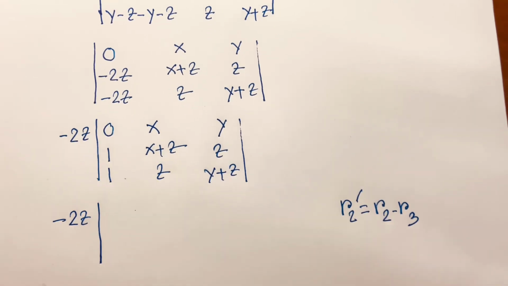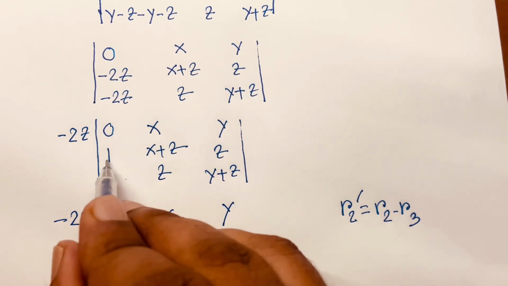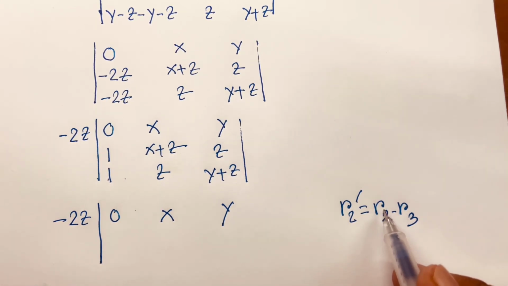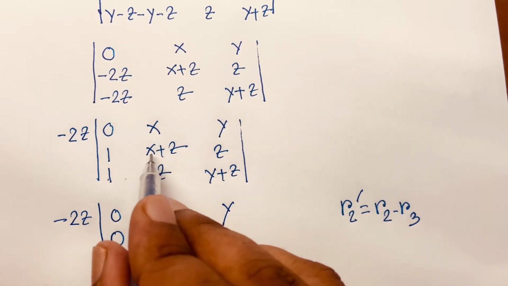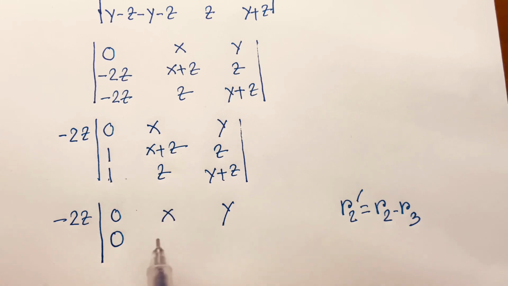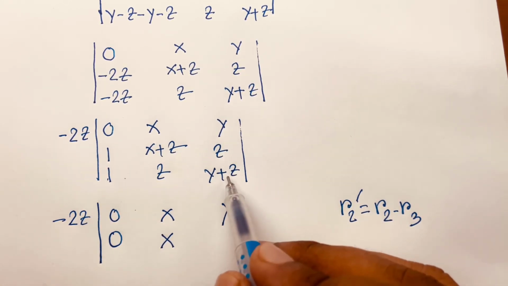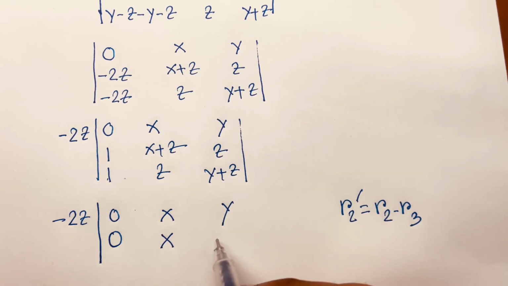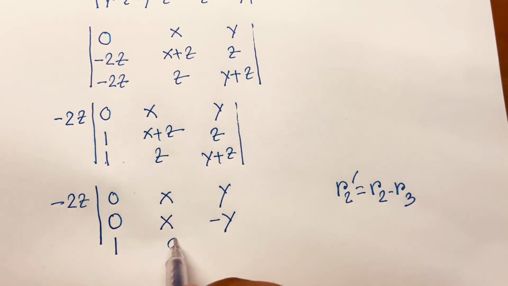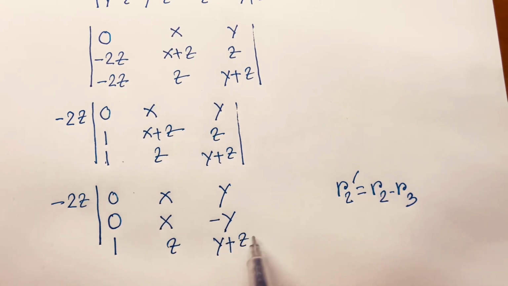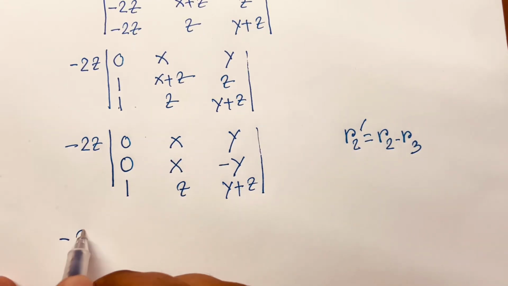According to this case I can say here is 0 x y 1 minus y. Because of that here is row 2 minus row 3, so 1 minus 1 it will be 0, and x plus z minus z it will be x, and z minus y and minus z, so z cancels, so we find out here is minus y, and number 3 row is 1 z y plus z. Then I can say here is minus 2z.